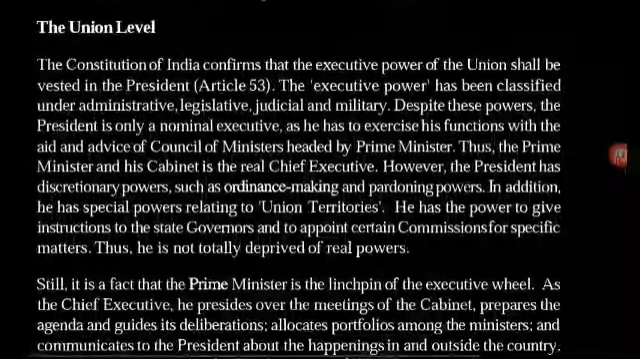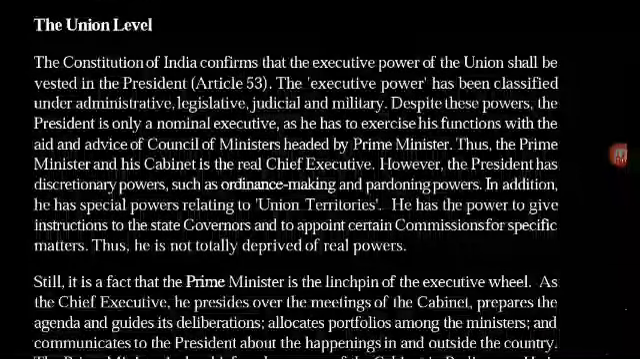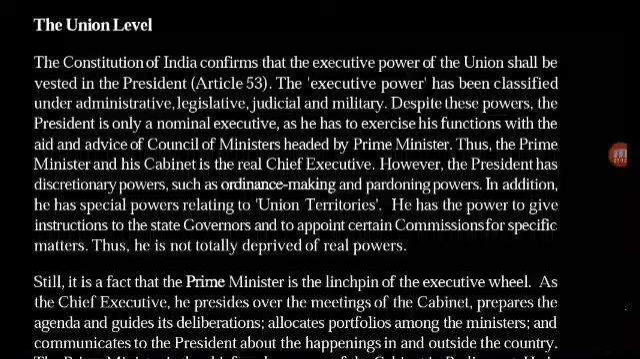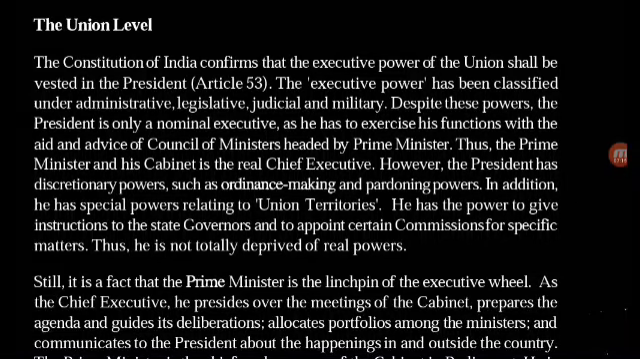The union level. The Constitution of India confirms that the executive power of the union shall be vested in the President, Article 53. The executive power has been classified under administrative, legislative, judicial, and military. Despite these powers, the President is only a nominal executive, as he has to exercise functions with the aid and advice of Council of Ministers headed by Prime Minister. Thus, the Prime Minister and his cabinet is the real chief executive.